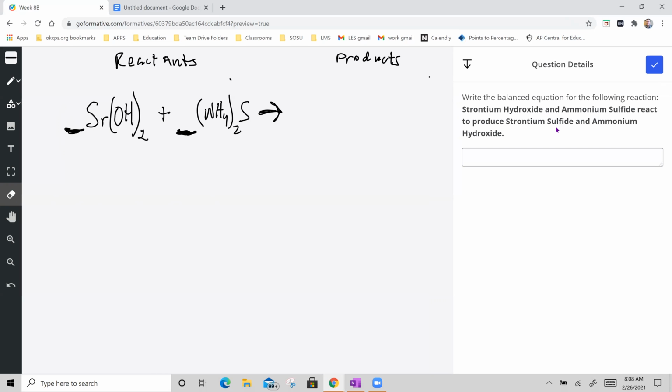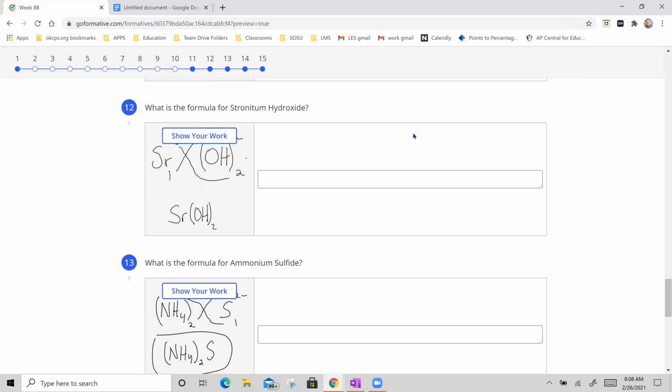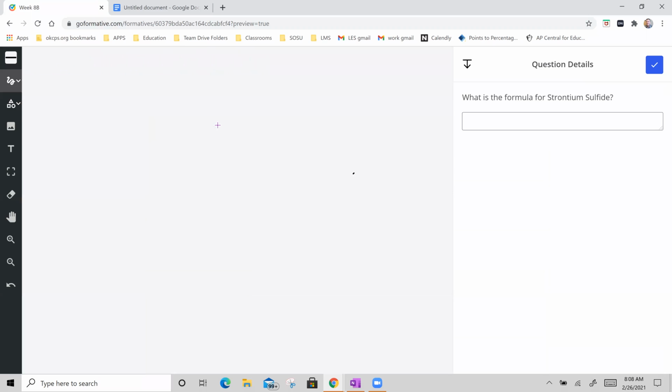So the next one that we see is strontium sulfide. When you look at the name strontium sulfide, you should notice that it does not have any prefixes. You don't see mono, di, tri, none of them, right? All the way to deca.